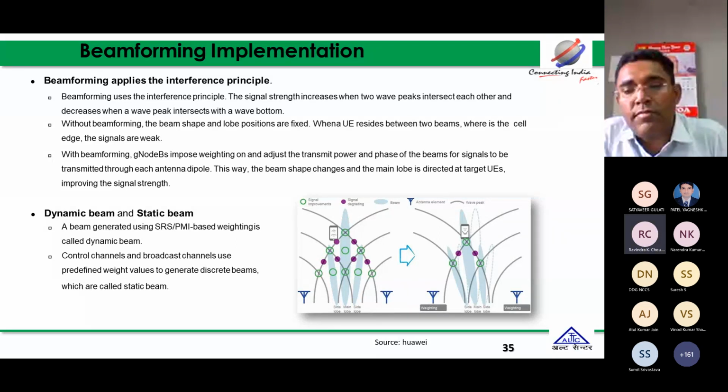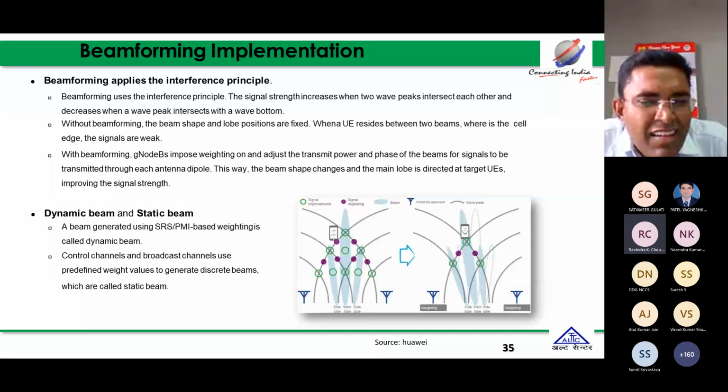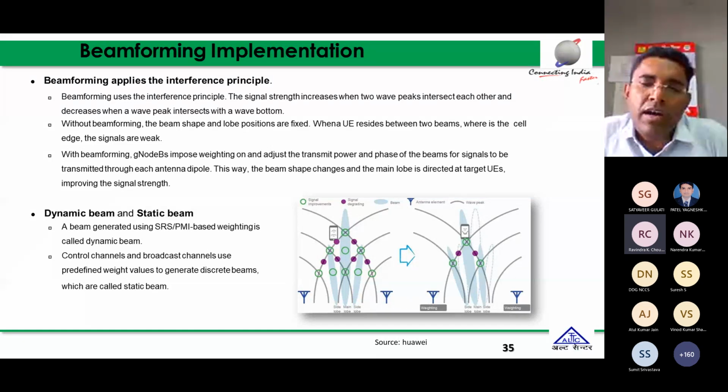Sir, this control channel, where will it be pointing? Is it for all the coverage area of that antenna, or is there some directional gain in that also, or is it broadcasting in all directions? Our coverage is actually defined by the SSB block, or we can say the broadcast channel. The coverage is defined by the broadcast beam.